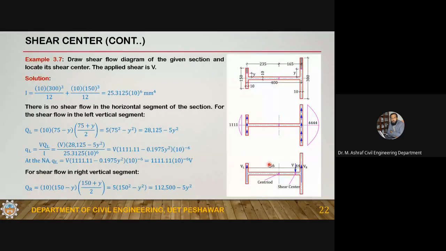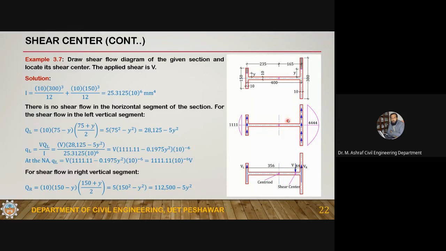Now let's have an example. This is example 3.7. Draw the shear flow diagram of the given section and locate its shear center. The applied shear is V. So this is the section. First you will have to calculate the moment of inertia. I'm not going into the detail of this. The shear flow is in the two webs; there is no shear flow in this middle portion.